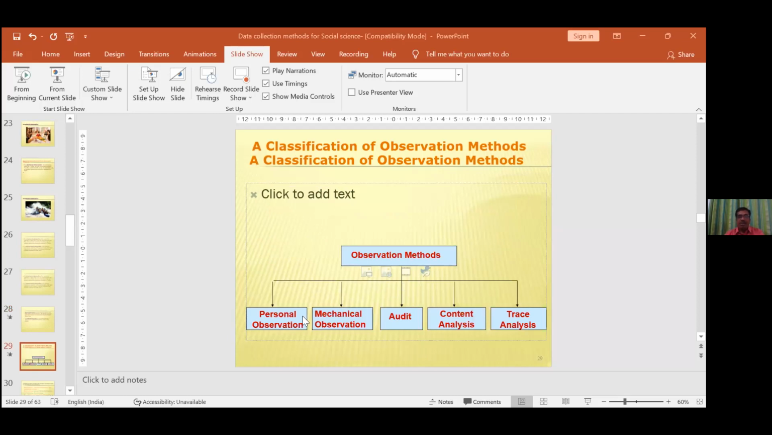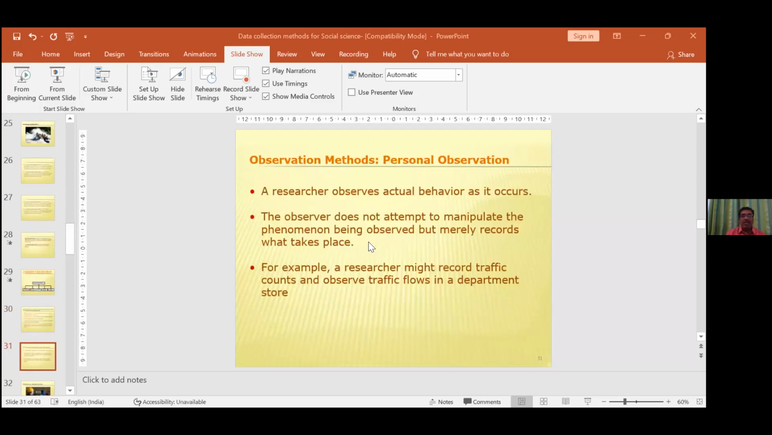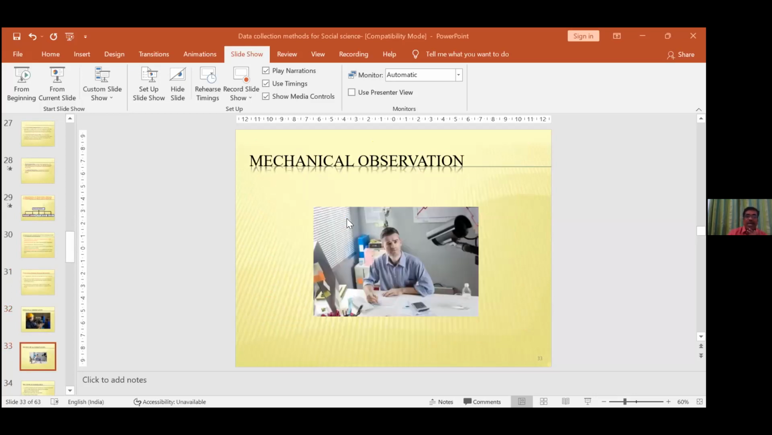There are different observation methods. One is personal observation, in the sense that you personally collect the data by observing people, objects, events, or organizations. Similarly, mechanical observation: you can use any device, either a camera or any other mechanical device, for collecting data. Personal observation is one example, and this is an example of mechanical observation.